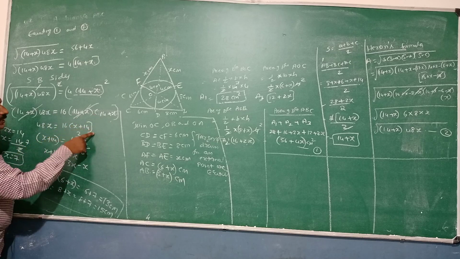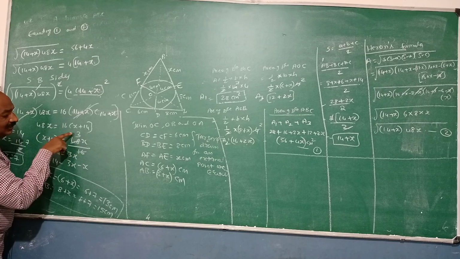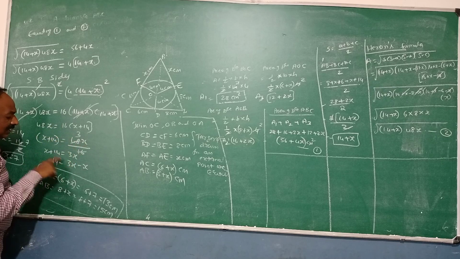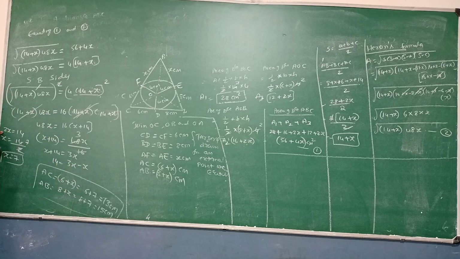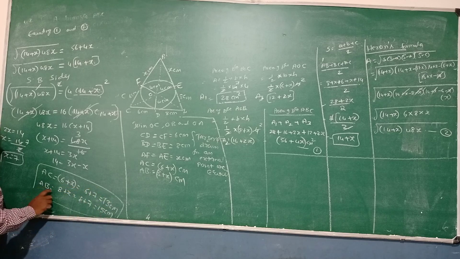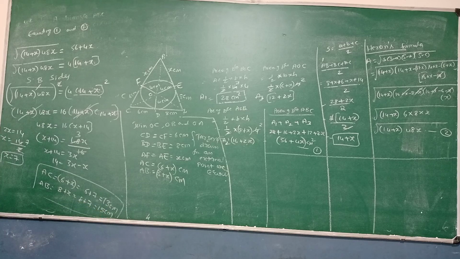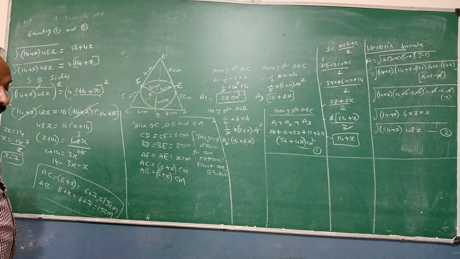x plus 14 is equal to 48x by 16. 16 threes are 48, 3x. 3x plus x, come to this side, minus x. 3x minus x, 2x is equal to 14. x is equal to 14 by 2, x is equal to 7. AC is equal to 6 plus x, 6 plus 7, that is equal to 13. AB is 8 plus x, 8 plus 7 is equal to 15.